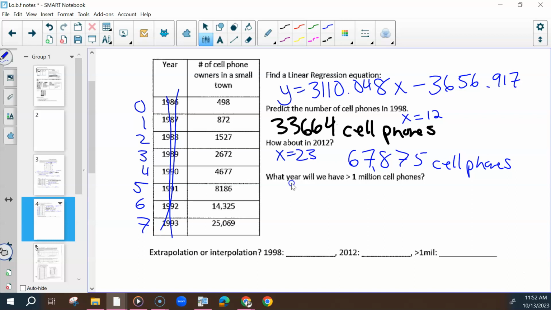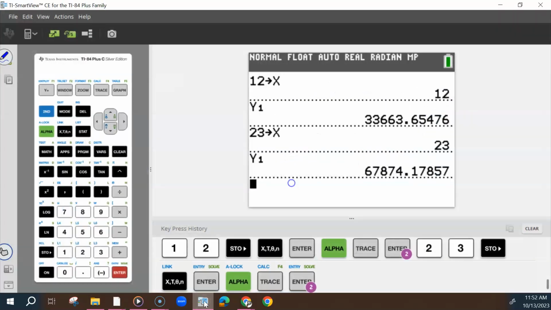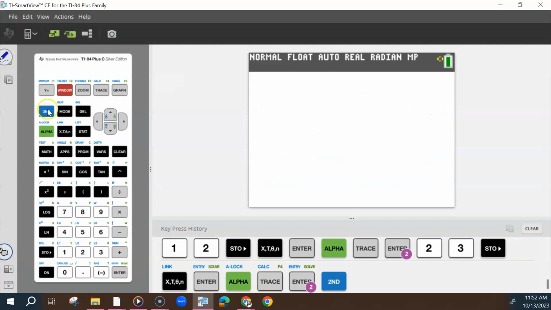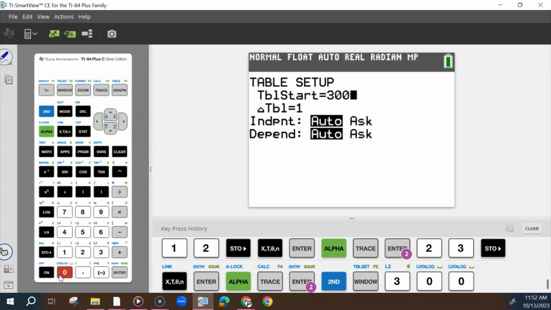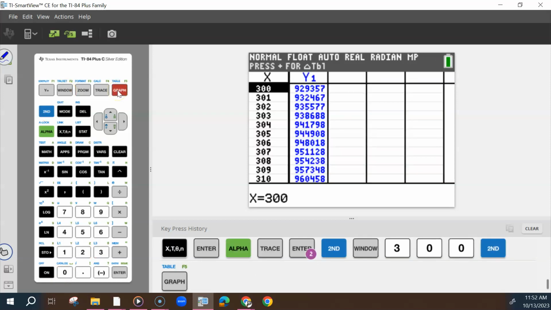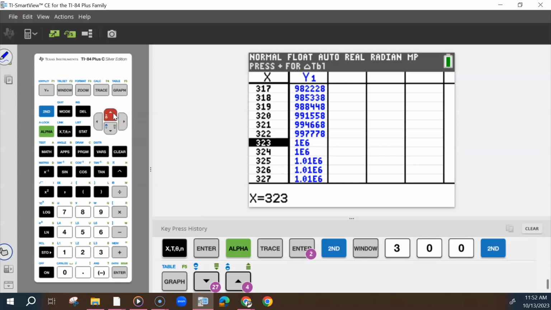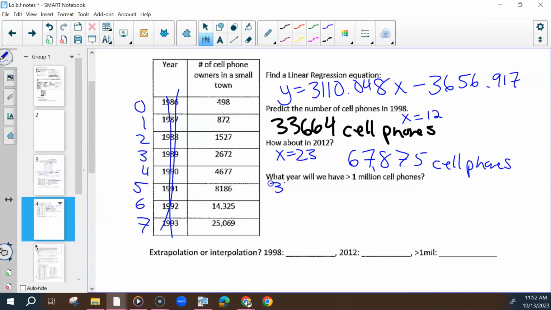Last one, we want to look at the table. We want to see what year we'll have over 1 million cell phones. So we know in 2012, 23 years later, we're not at 1 million. So we're going to start at, someone pick a number higher than 23. How many years has it been since? 300. Sure, that might be too many, but who knows? I'm going to go into the table, second window, change this to 300, and see what happens. Not quite, but we're close. 323 years later. So then we just have to figure out what year that would be. 2312.